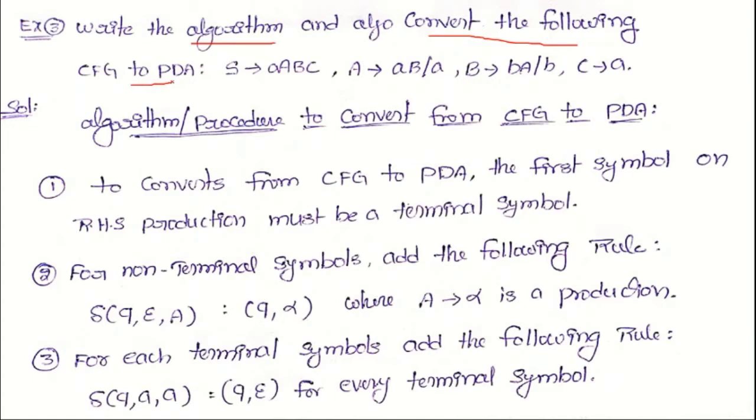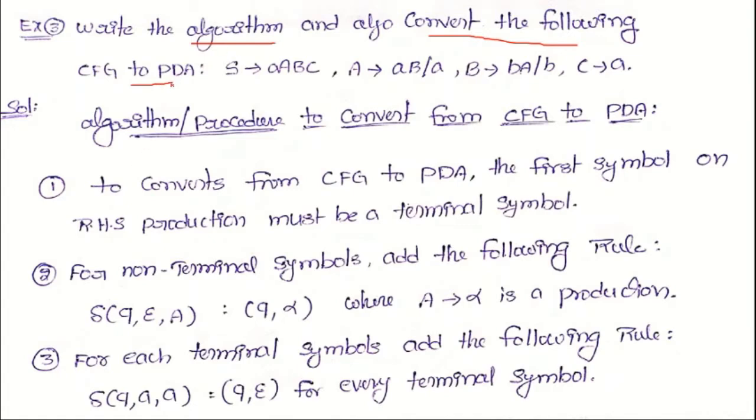First we write the algorithm, the procedure for conversion from context free grammar to push down automata. We already discussed the same thing in the last video. To convert from context free grammar to push down automata, in the given grammar the first symbol on the RHS of each and every production rule must be a terminal symbol. That is the first restriction or first condition. If that condition is satisfied, then only can we convert that grammar into PDA.